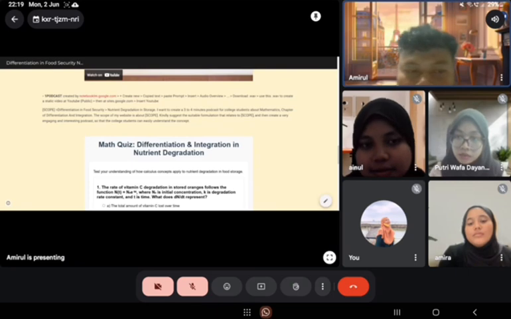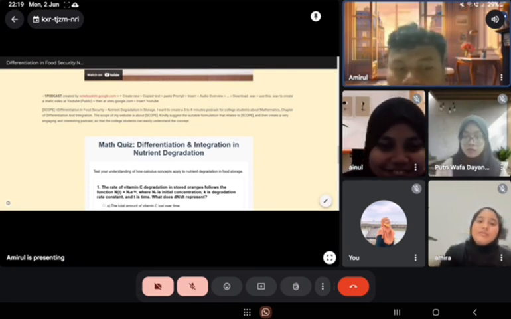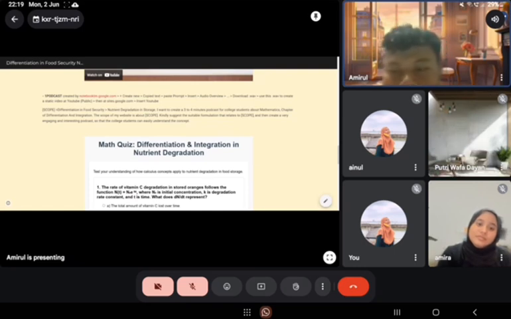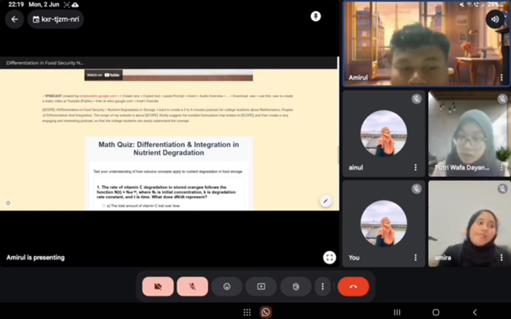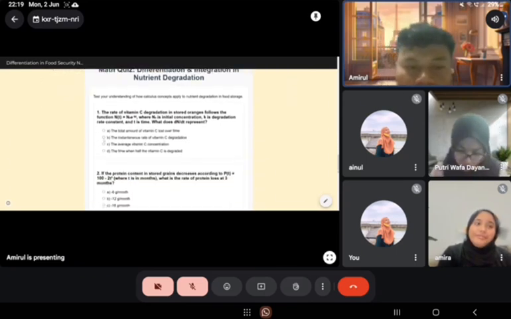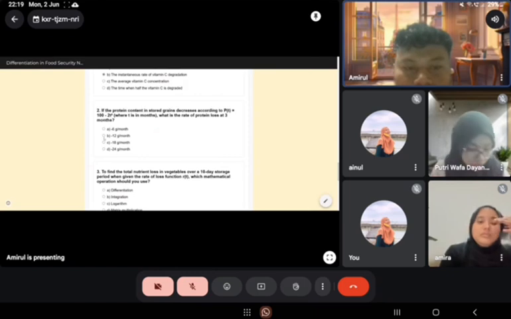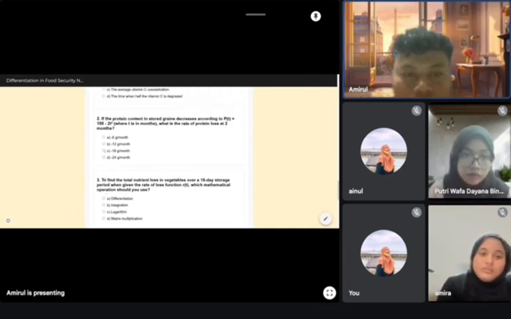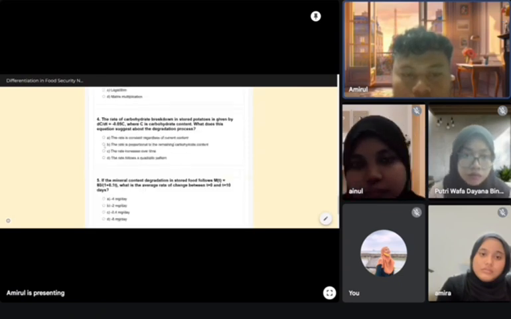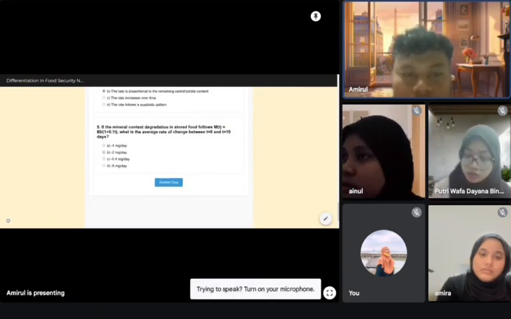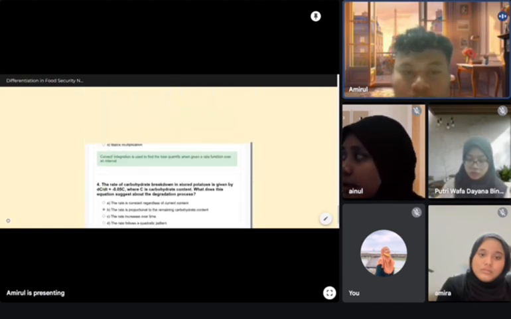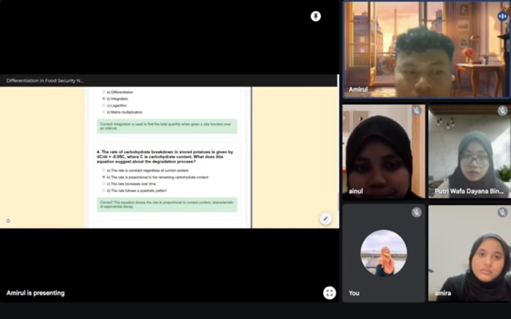And the last one is the quiz section. This is an interactive section where students can test their understanding through objective questions. It is a great way to practice, reinforce learning, and identify areas that need improvement. For example, I randomly choose the answer, then submit the answer. Then it shows the correct answer.